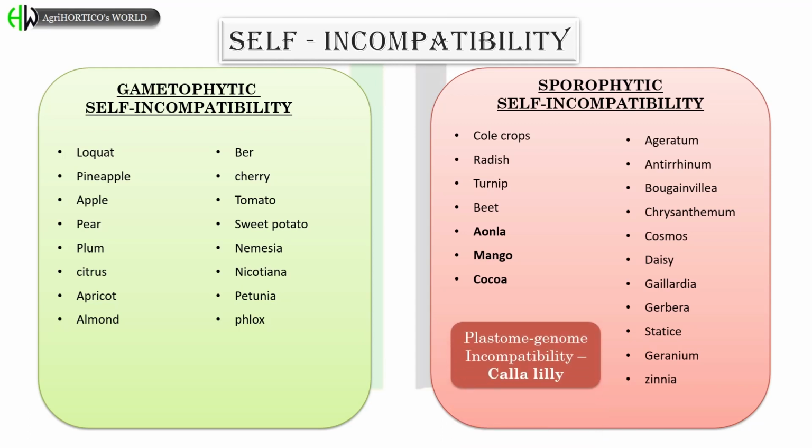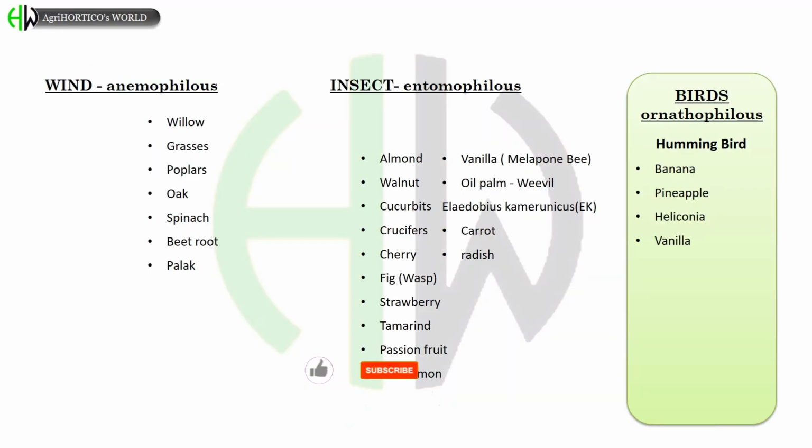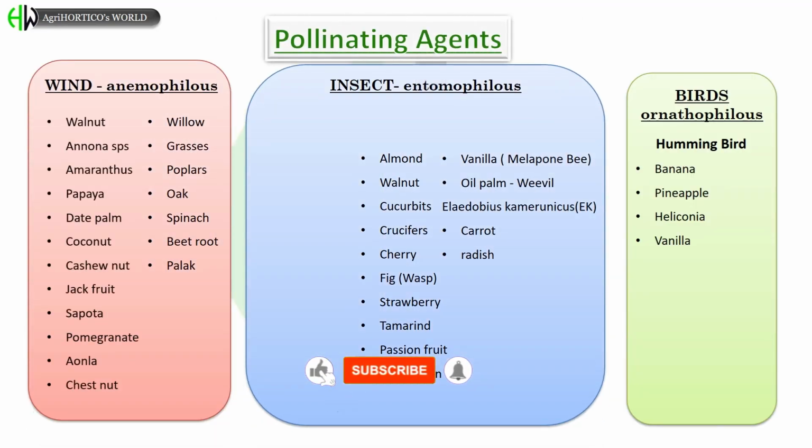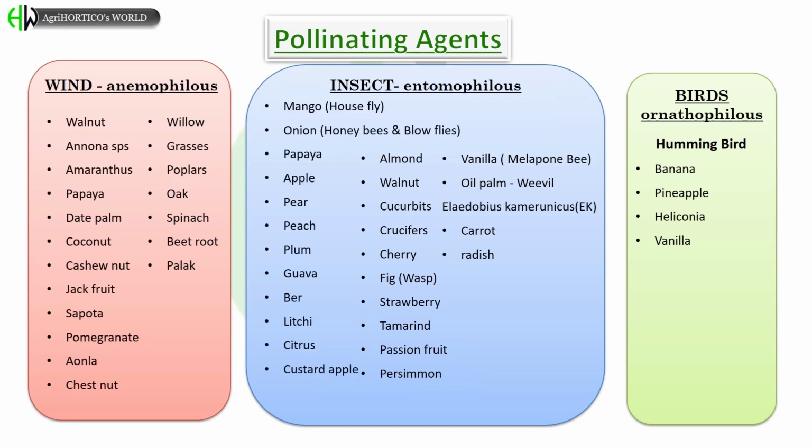And lastly, let us also try to learn about the pollinating agents. Pollination by wind is referred to as anemophilous. And examples are walnut, Annona species, amaranthus, papaya, date palm, coconut, cashew nut, jackfruit, sapota, pomegranate, aonla, chestnut, willow, grasses, poplars, oak, spinach, beetroot, palak.